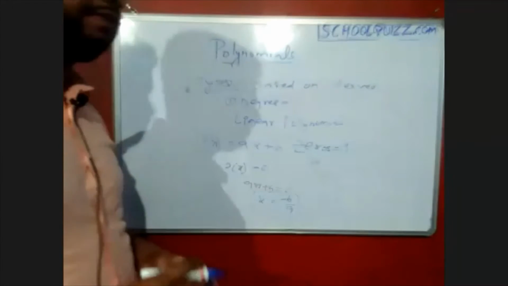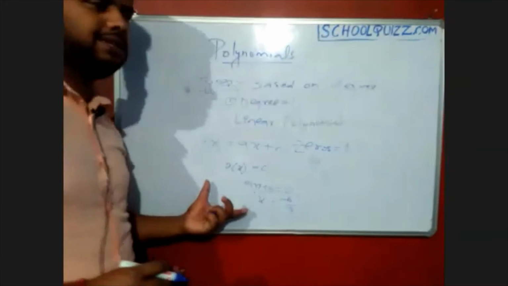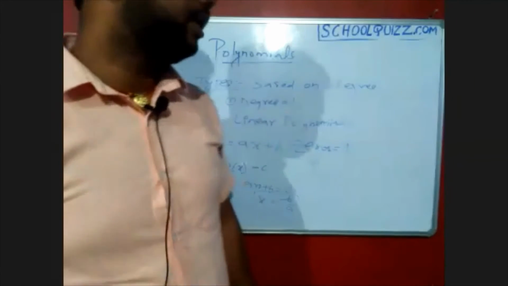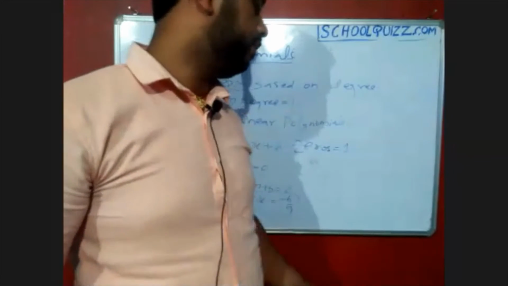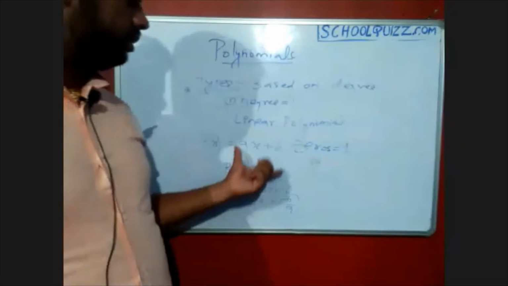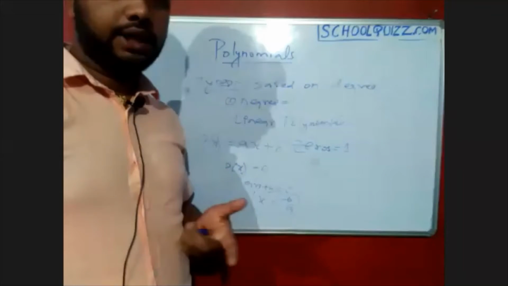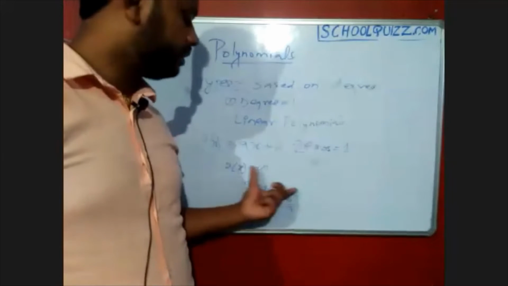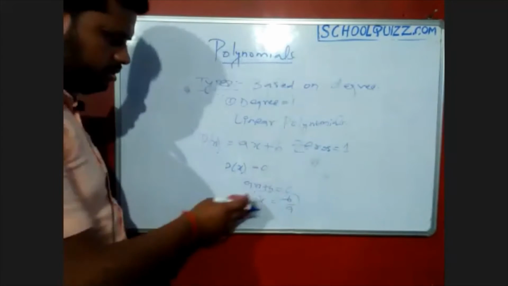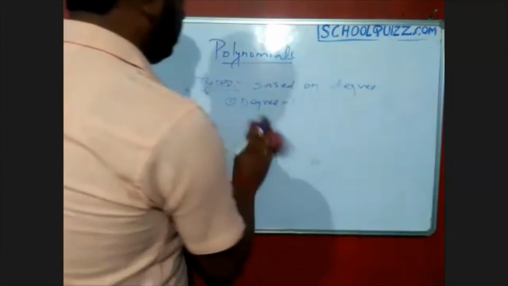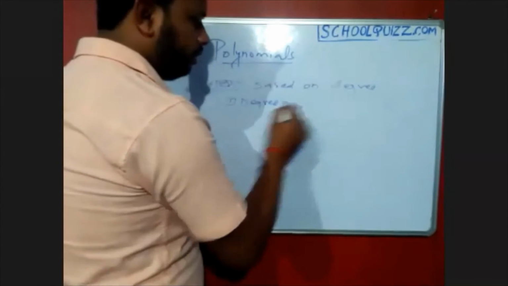Just equate p of x equals 0, and that is a simple equation we already learned in junior classes: how to find the value of x in simple equations. If it is a single variable, we can call it a simple polynomial. Now, if it is degree 2, it means a quadratic polynomial, as we learned in quadratic equations.